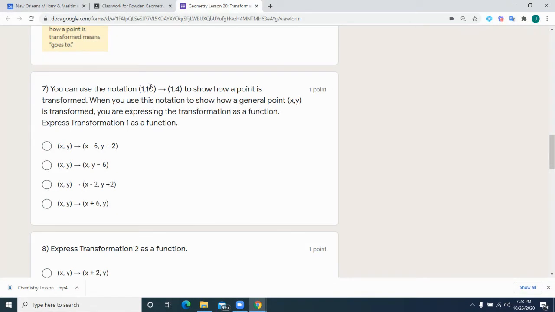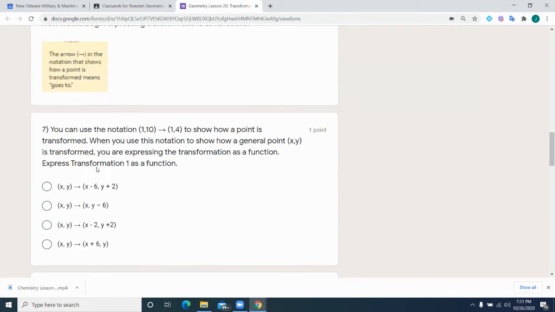And look at what y does. Y goes from 10 down to 4. How much is it going down? It's going down by 6. And look right here. We're talking about y, and whatever our y is, we subtract 6. So this right here is our correct answer for number 7. So what this is saying is x stays the same and y always goes down 6.